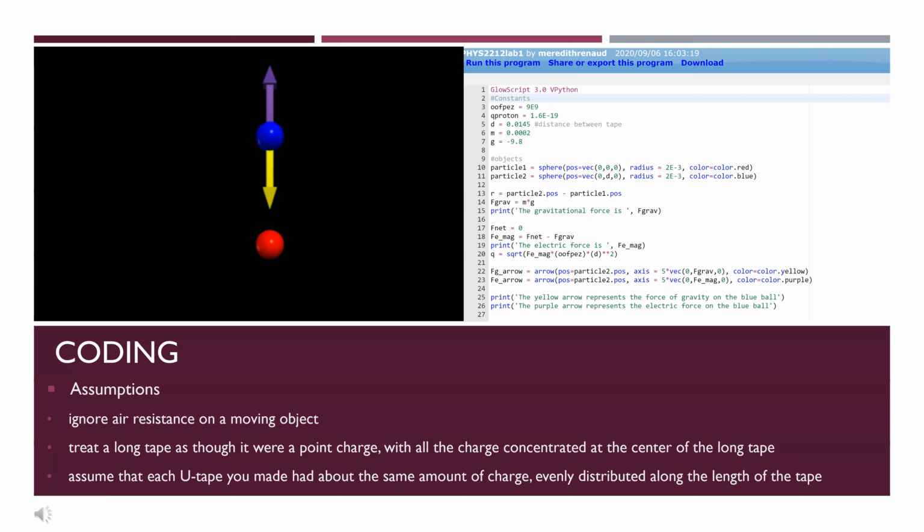The length of my tape was 0.2 meters and the mass was 0.0002 kilograms. The distance between the two tapes after floating was 0.0145 meters. The magnitude of the gravitational force on the floating tape was mass times the gravitational constant, which was 0.00196, which means that the magnitude of the electric force was that same value of 0.00196. The tape's charge was 6.53 e to the negative 9, and the number of electrons on the tape was 4.1 e to the 10.